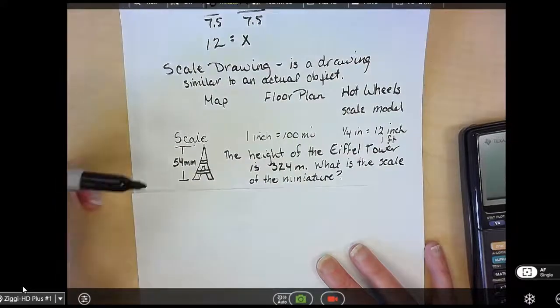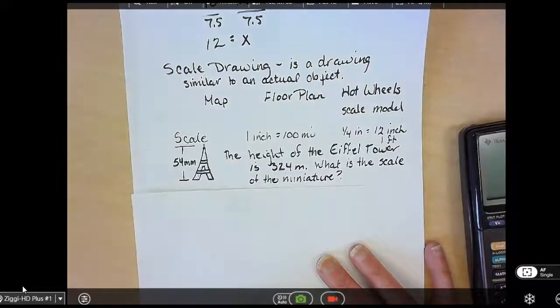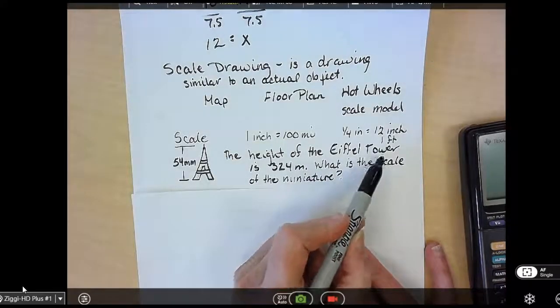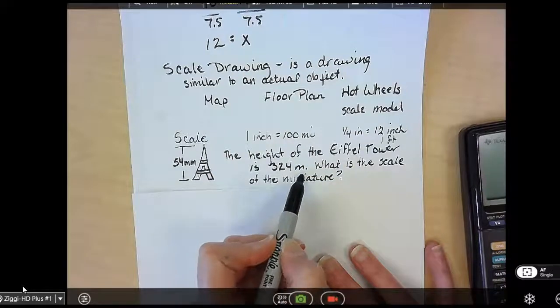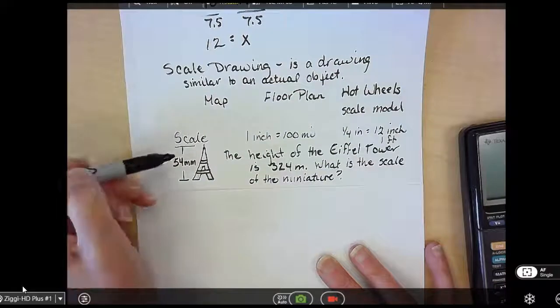So if I look at a drawing, I hear your snickers. It's not a great drawing, but that's supposed to be the Eiffel Tower. So the height of the Eiffel Tower is 324 meters. What is the scale of the miniature?